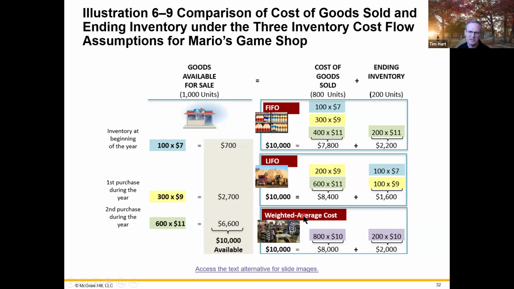And the weighted average cost, we saw the formula there, 800 units sold, I apologize, not available for sale, 800 units sold at $10 apiece, ending inventory of 200 times $10, for an ending inventory of $2,000, right? So we see, depending on the method, and again, think millions, this could have a dramatic difference on financial statements. Okay, so three different methods.